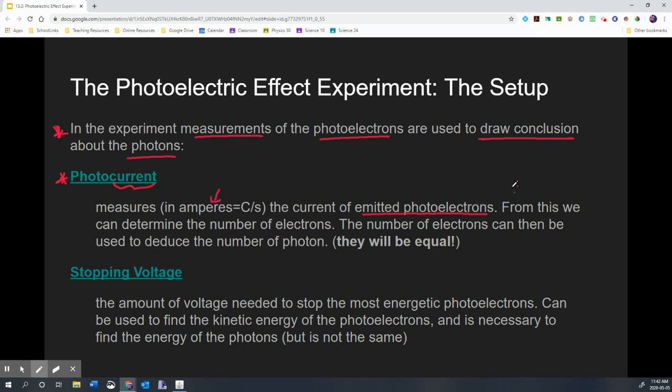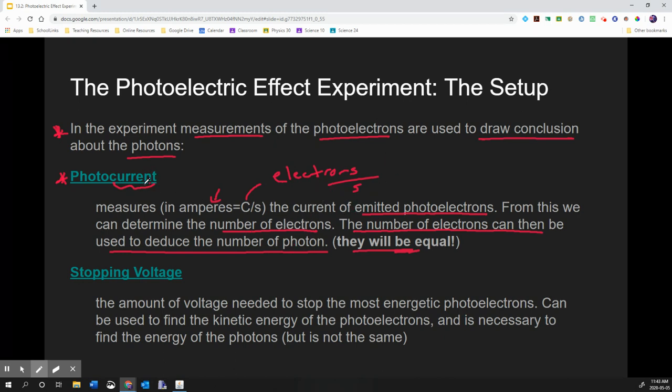Why would we do that? Well, we want to deduce from this the number of electrons that are coming off the plate, because we can directly do that. Remember, if we can get it in coulombs per second, we can quickly convert that to electrons per second. And the question was, can we trace that back to the number of photons? If Einstein is right, they will be equal. The number of electrons coming off should equate to the number of photons.